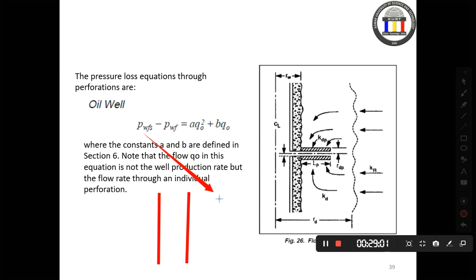This PWF sand phase is talking about outside. This one is talking about the inside. So this pressure is outside, this pressure is inside. What the difference between them is the pressure loss.